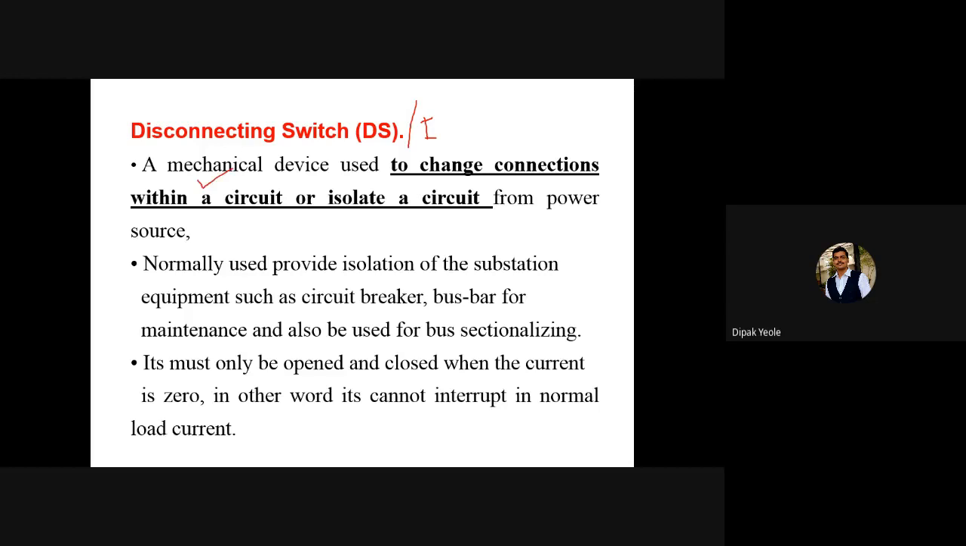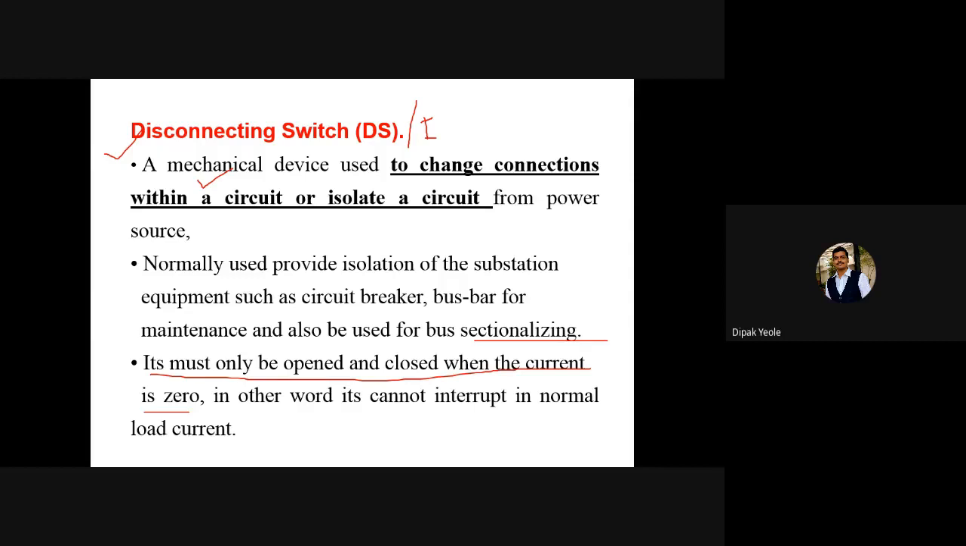Normally, it is used to provide the isolation of the substation equipment such as circuit breaker and bus bar for maintenance, and also to be used for bus sectionalizing. It must only be opened and closed when current is zero. So this is the important condition. Whenever the current is zero or current is disconnected from the particular circuit, then we can operate this switch or isolator. At load current, we cannot operate.